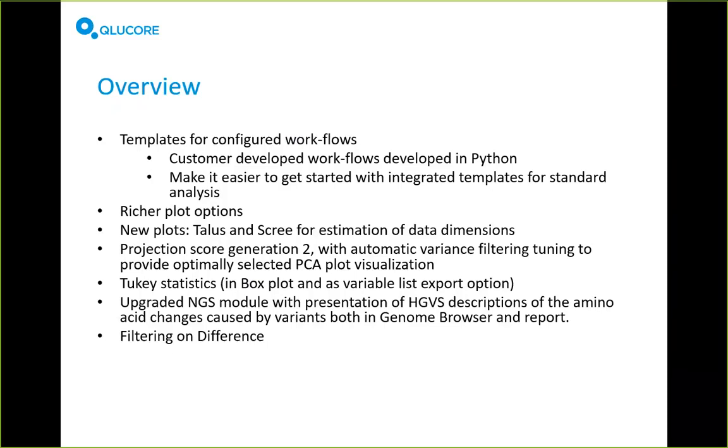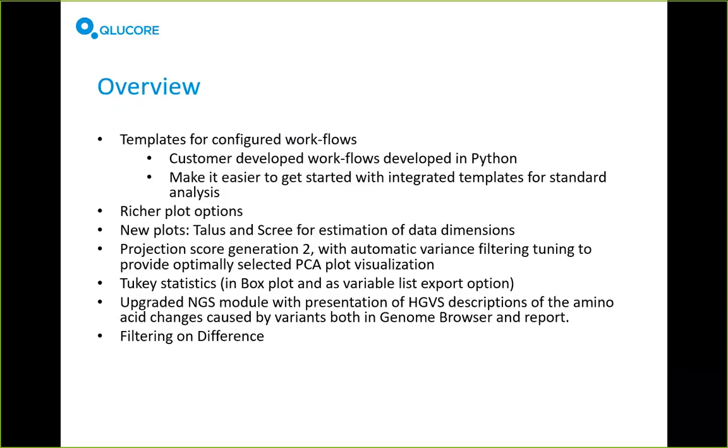We have also upgraded the Qlucore unique feature projection score, which we call projection score generation 2. Projection score is a tool to help you find the optimal variance filtering for your data set given the parameters you have at the moment. And what we've added now is also an automatic configuration feature to help you get the optimal projection score immediately. I'll show that too today.